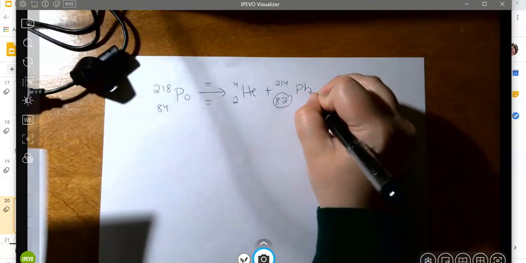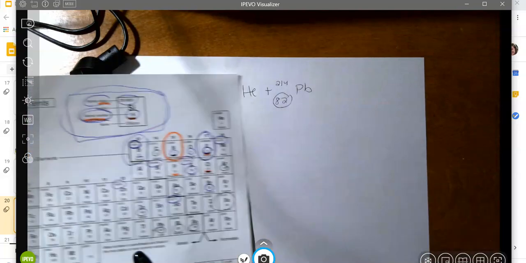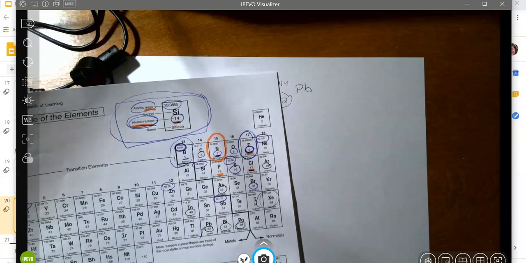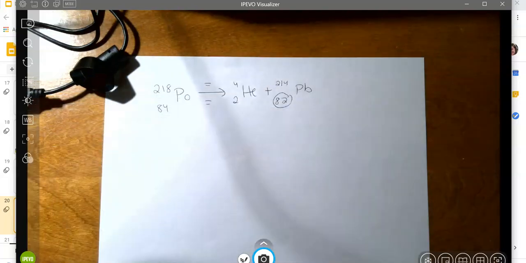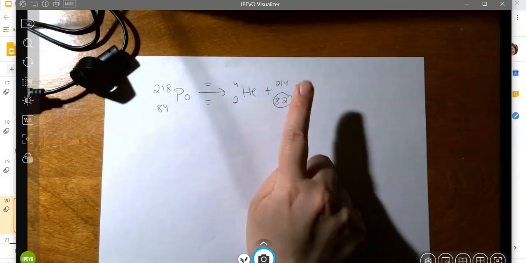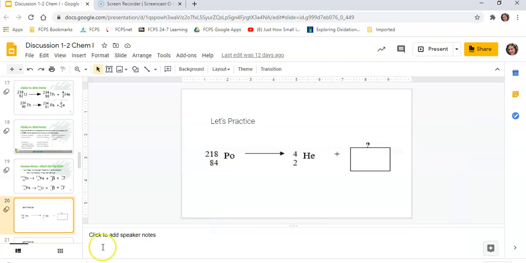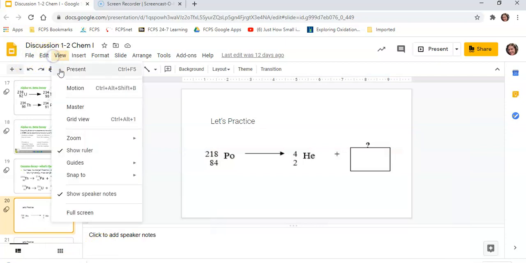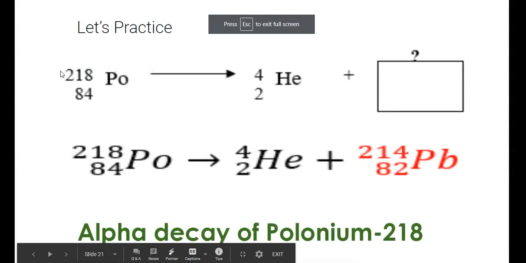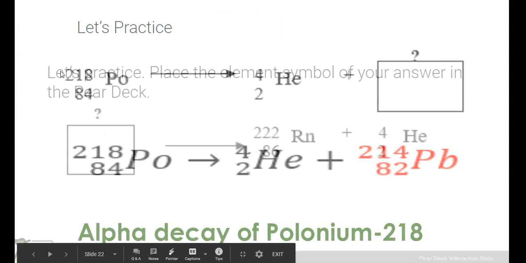Now, you might notice that this mass is not going to match the mass on the periodic table, because remember that the periodic table is a weighted average of all of the isotopes. So you shouldn't expect them to match because this is talking about one specific isotope. Okay, let's go back to our slide. All right, so this gives us the alpha decay of polonium-218.